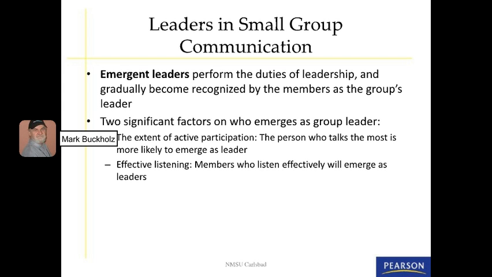Emergent leaders perform the duties of leadership and gradually become recognized by the members as the group's leader. Two significant factors influence the person likely to emerge as group leader. The first factor concerns the extent of active participation. The person who talks the most is more likely to emerge as leader. The second factor concerns effective listening. Members who listen effectively emerge as leaders.